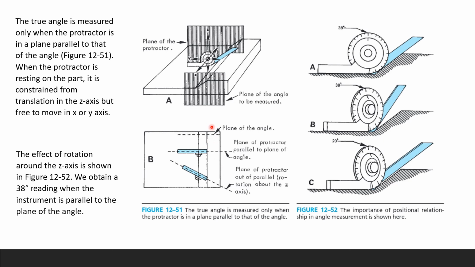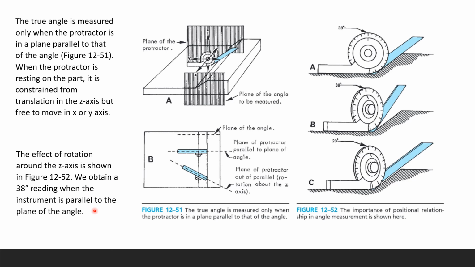Here, when you take a look at it, this is your z, that's your x, and that's your y. They're free to move on these two axes, but constrained right here on the z-axis. That's the plane of the protractor, and this is the plane of the angle to be measured. The plane of the angle here and the plane of the protractor here are parallel. Then there is the protractor out of parallel, rotated about your z-axis. It's a little bit difficult to see, so take your time to see these planes and your 2D drawings. It's always difficult when you translate 3D into 2D.